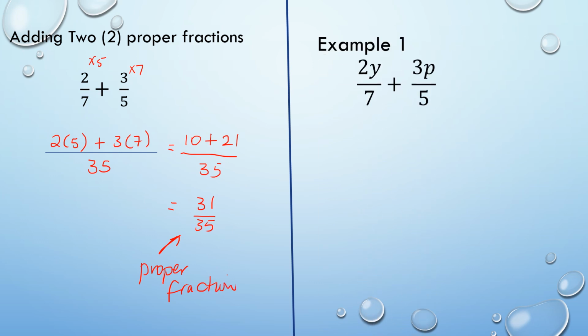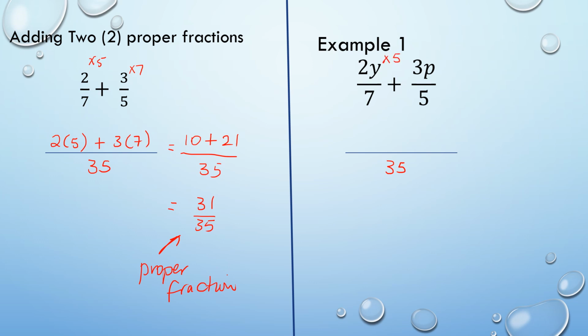Let's go into our first algebraic fractions. Here we have 2y over 7 plus 3p over 5. So we're going to find the LCM, and just as we did in the previous question, we're going to multiply 7 by 5, that's 35. 7 into 35 is 5. We're going to multiply our numerator by 5.